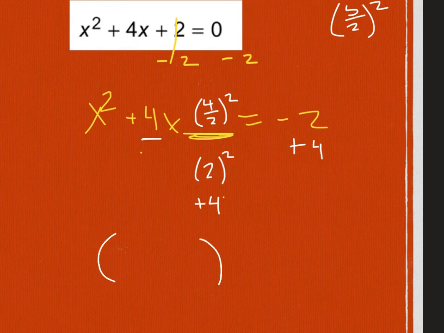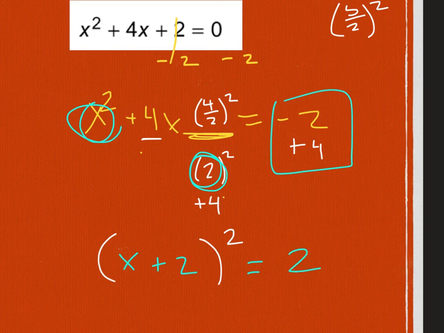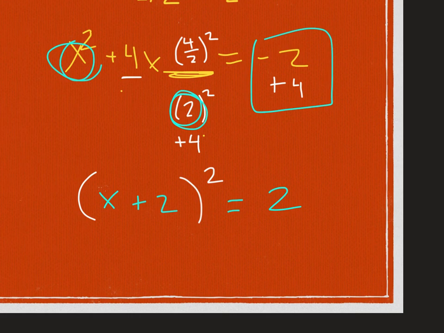So now, in our parentheses, what do we put? X plus 2. Awesome. X plus 2 squared. And then that's going to be equal to, what is negative 2 plus 4? 2. Now, how do we get rid of this parentheses squared here?